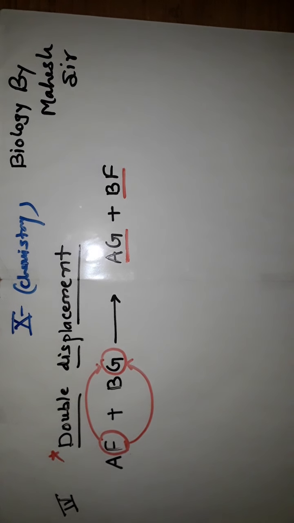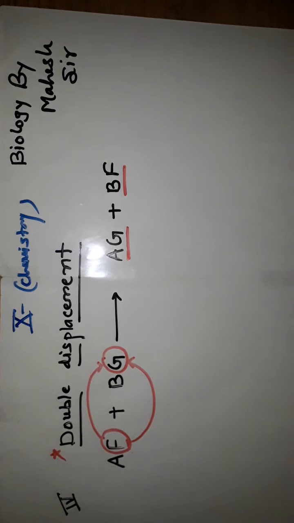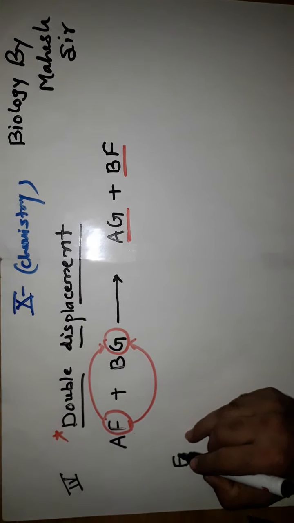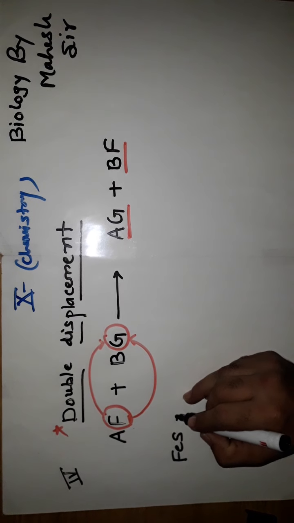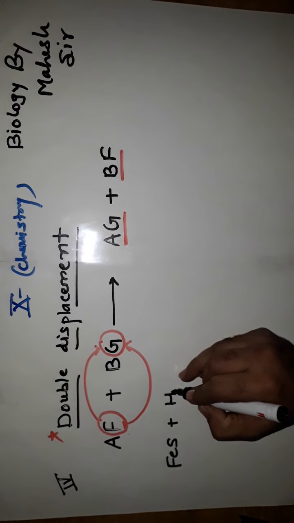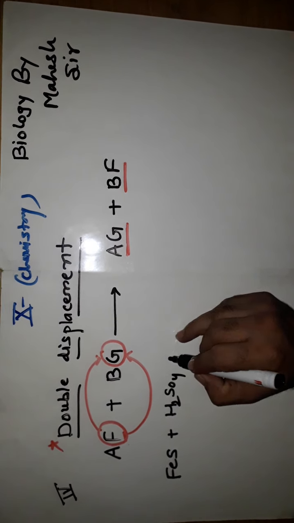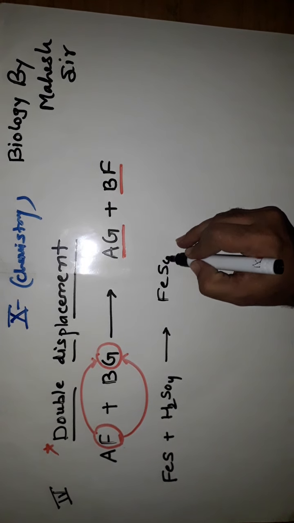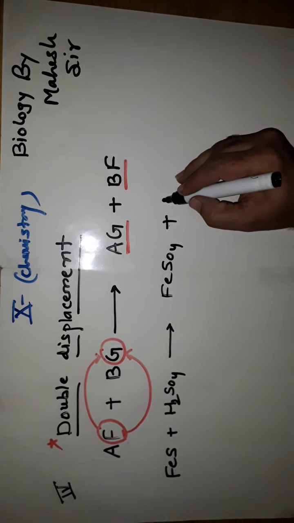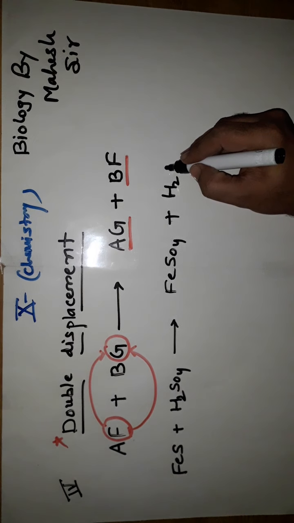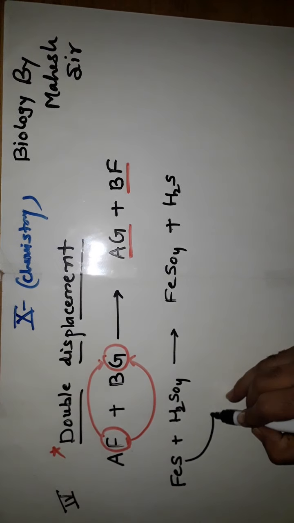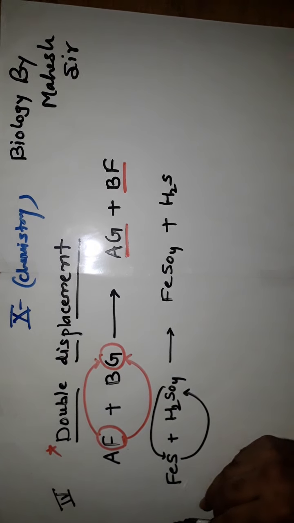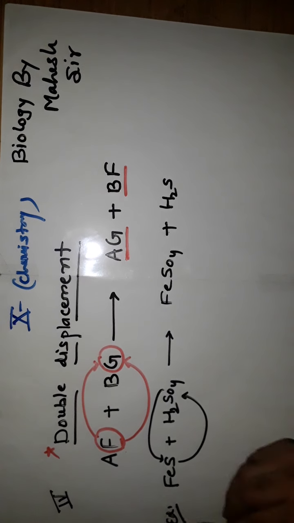So we can write examples of double displacement reactions. First of all, FeS reacts with H2SO4 and we obtain FeSO4 plus H2S. So here S is shifted here and then SO4 is shifted here. So it is an example of double displacement reaction.